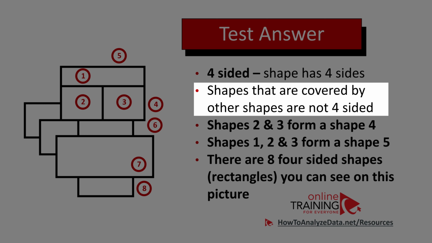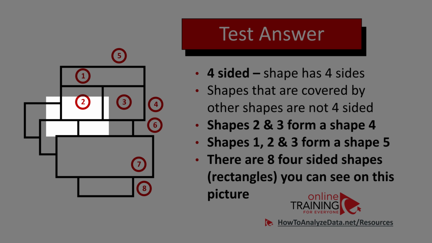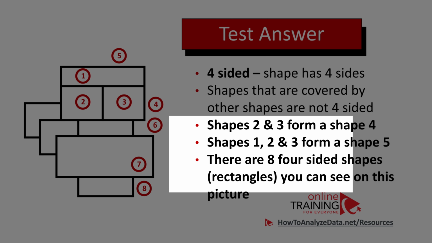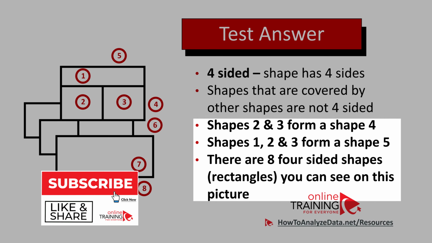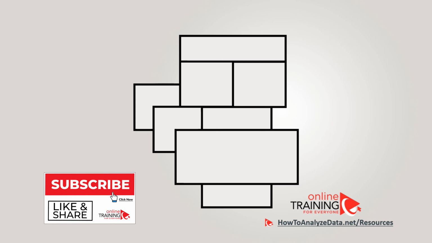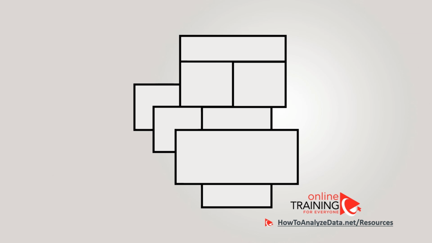Shapes that are covered by other shapes are not 4-sided. For example, we have something that mimics a square here, but because it's covered by another square, it is not four-sided. Actually, it has 5 sides. The key to answering this question is to make sure that you didn't miss any shapes. In fact, it's so easy to miss because some shapes are inside of the other. Let me show you all 8 shapes here on this picture.